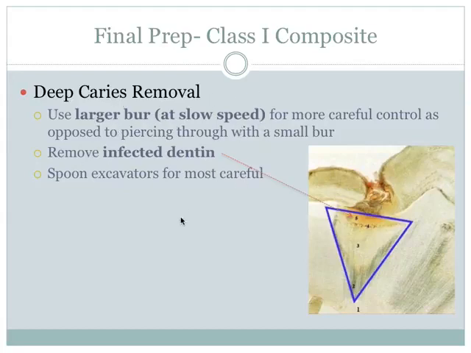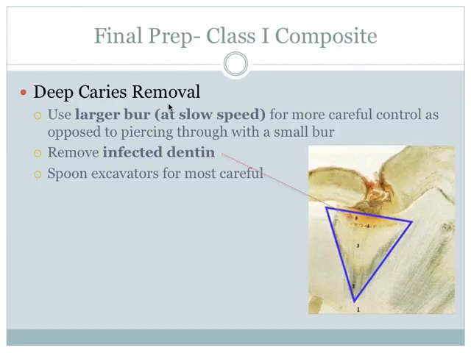So pretty much the largest burr that you can fit in that area safely in a slow speed handpiece is great because you have careful control, as opposed to piercing through with a smaller burr in a high speed handpiece, or even compared to a hand instrument, which can be deceivingly dangerous. If it's an explorer or something, you can pierce right through a couple millimeters without even knowing.